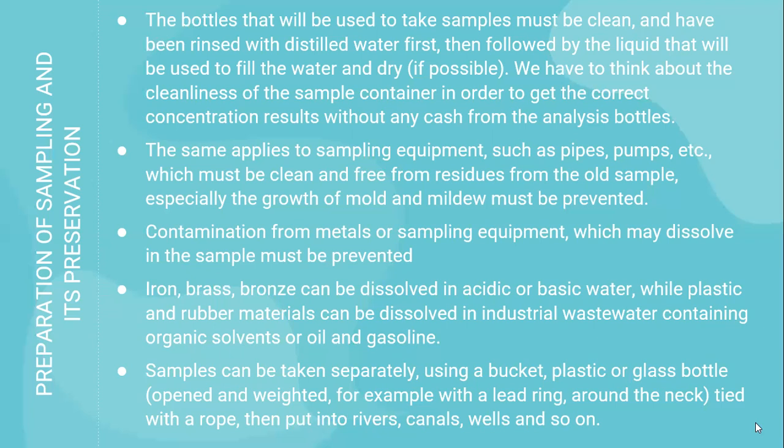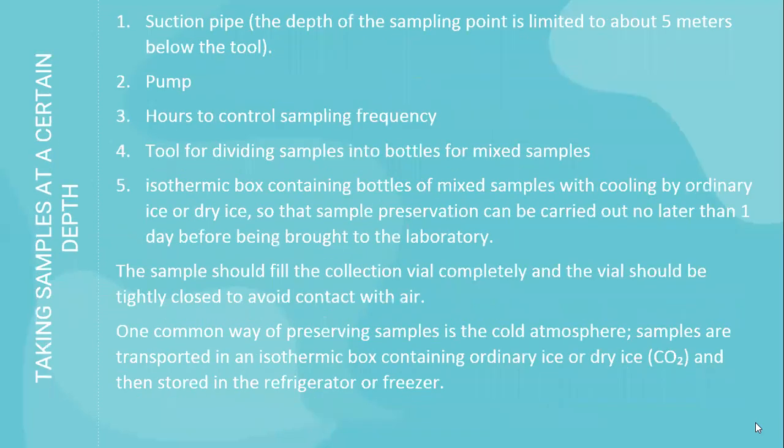Samples can be taken separately using a bucket, plastic or glass. It is opened wide, for example, with a lead ring around the neck, tied with a rope, then put into rivers, canals, wells, and so on. Taking a sample with a certain tool is a suction pipe. The tip of the sampling point is limited to about 5 meters below the tool.